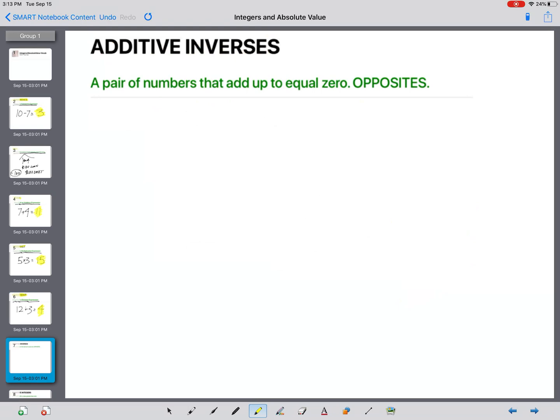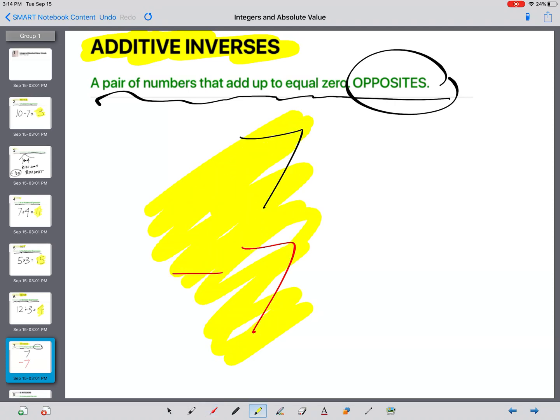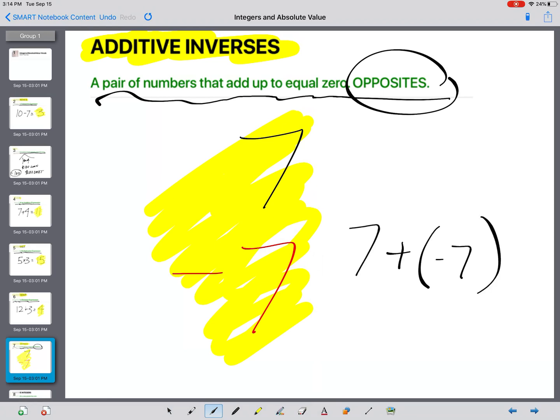Okay. Sixth term, we're more than halfway there, additive inverses. Those are a pair of numbers that add up to equal 0. In other words, they're opposites. So here's an example. Let's take the number 7 and also the number negative 7. These numbers together are additive inverses, because when you add them, for example, 7 plus negative 7, the sum would equal 0, and therefore they are additive inverses.